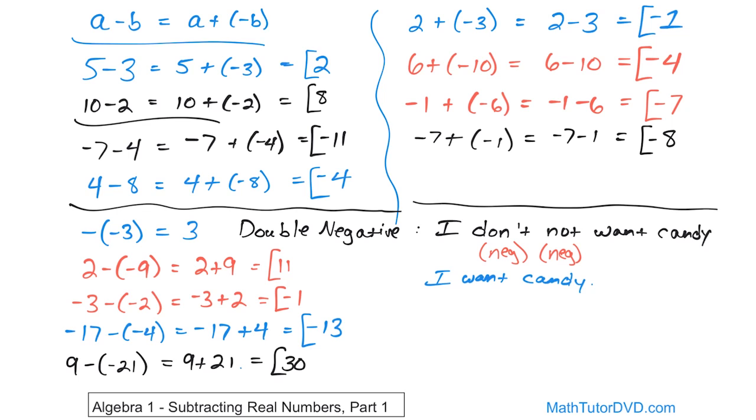Now follow me on to the next lesson. We're going to get a lot more practice with this concept of subtracting real numbers in algebra.